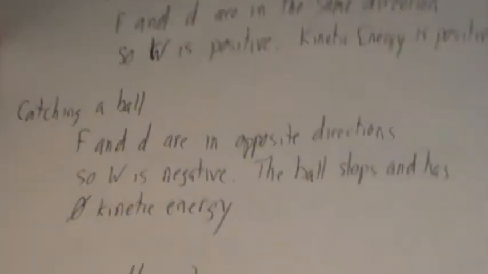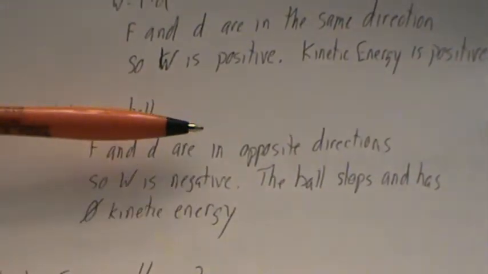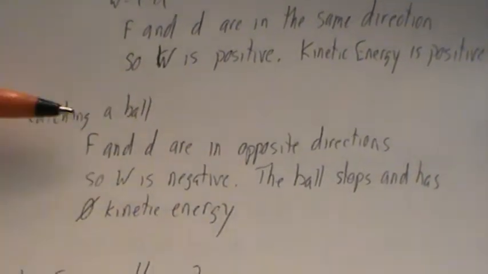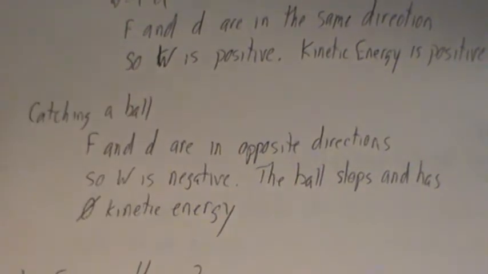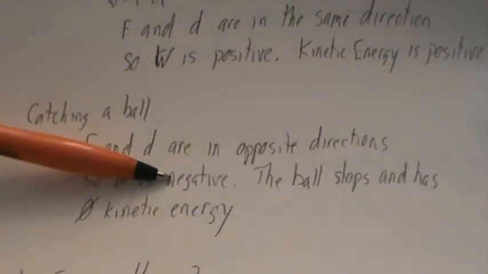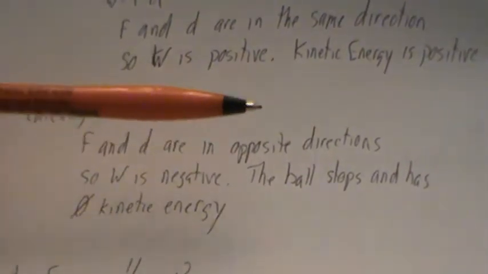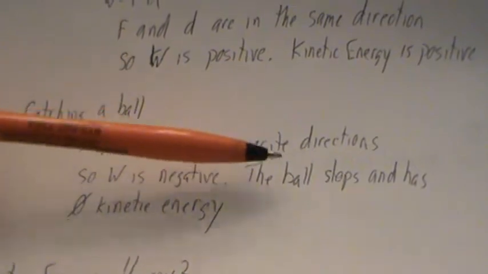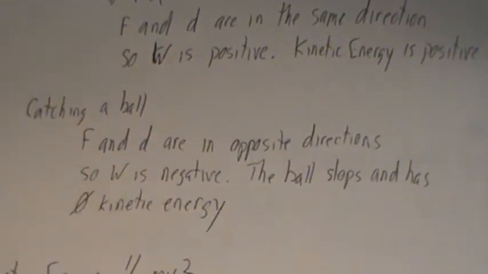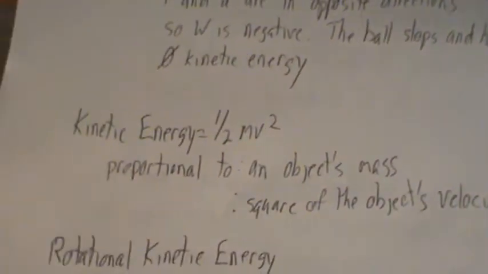Now, if we are catching a ball, the force and the direction are opposite, or the force and the distance, because the force is going to be going one way and the direction is going to be going the opposite, so work is negative. And actually what is happening when you're catching a ball or hitting it with a bat or whatever, the ball stops and has zero kinetic energy at that point because it stopped moving for that brief second.